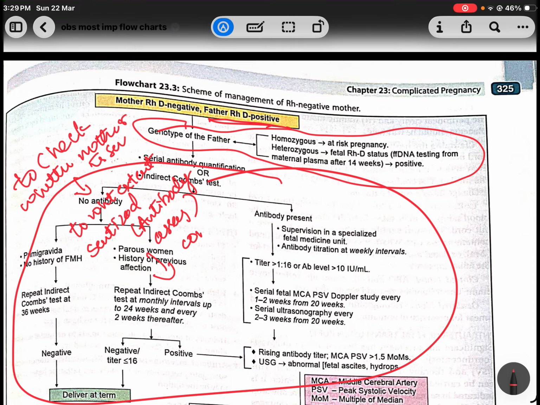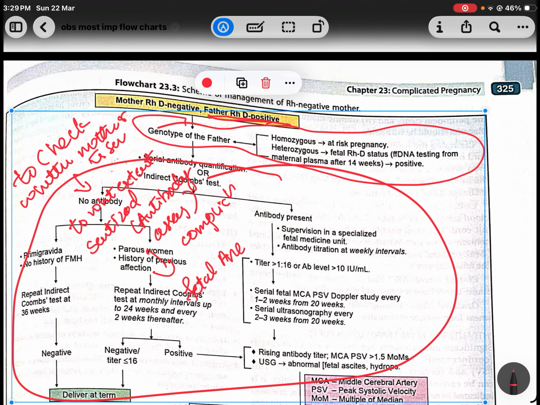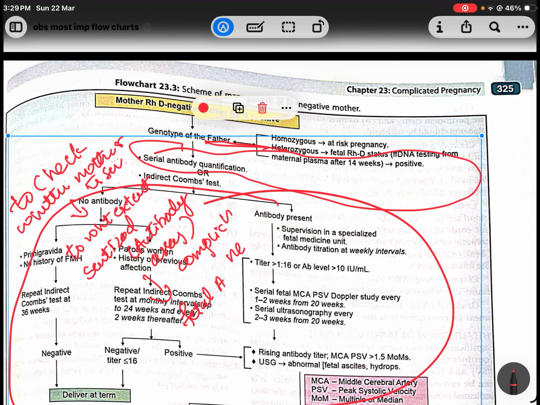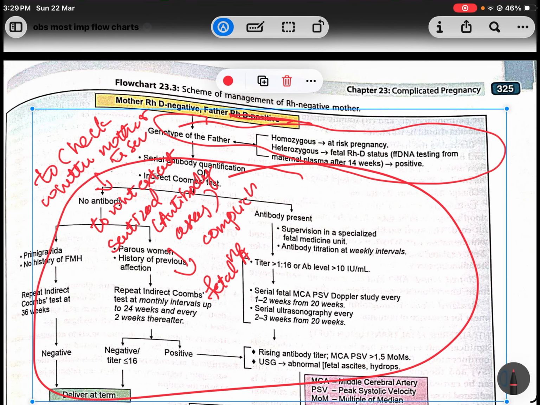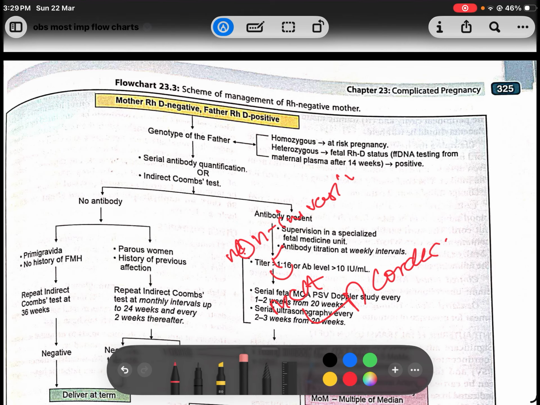Then you look for complications, that is fetal anemia. How do you look for a complication? First, always by doing a non-invasive test. Correct. What you will do, a non-invasive part, that is MCA Doppler. And if it's positive, obviously you go and do cordocentesis, to give blood. So I hope this gist is very clear. So based on this, let us see what they are going to say.